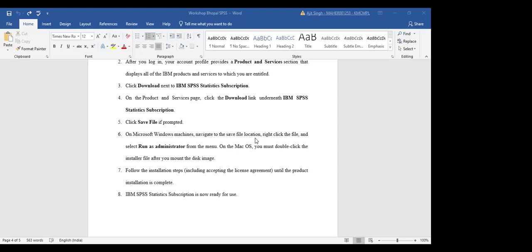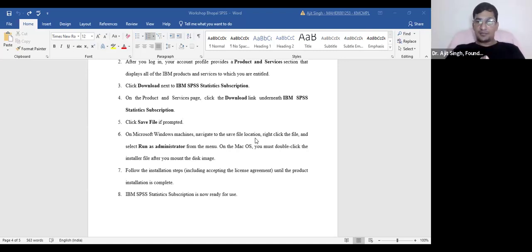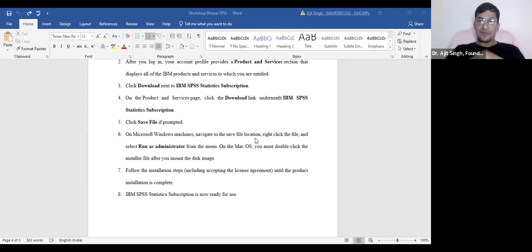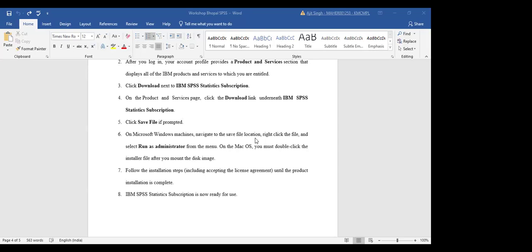Sir, ID means the password or like the email? No, there will be an IBM ID, which you have created on the website. That same ID you keep there, and you keep your password also, same thing. Whatever you did on the website, you kept one password, and one IBM ID was generated, which will be in your email. Keep that. Okay, sure.